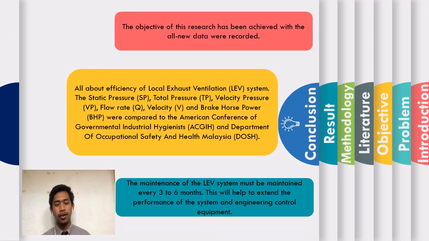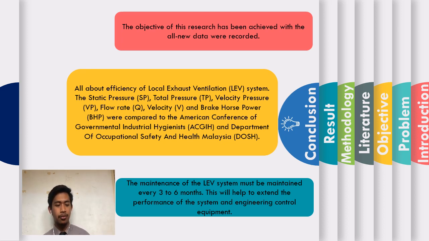Okay, therefore the conclusion: the objective of the research has been achieved, with all new data recorded. All the efficiency measures of the local exhaust ventilation system, the static pressure, total pressure, velocity pressure, flow rate, velocity and brake horsepower, were compared to the American Conference of Governmental Industrial Hygienists, ACGIH, and the Department of Occupational Safety and Health, Malaysia, DOSH.